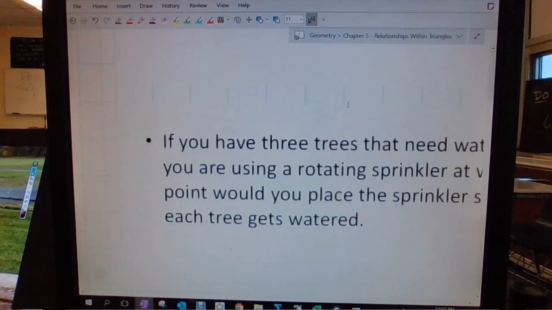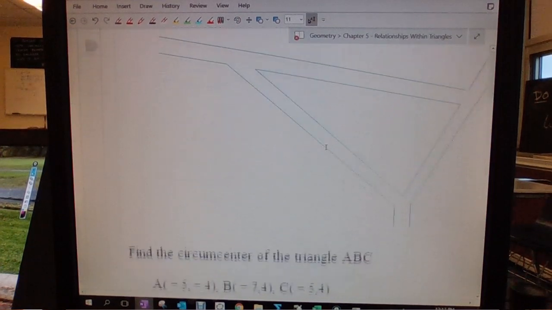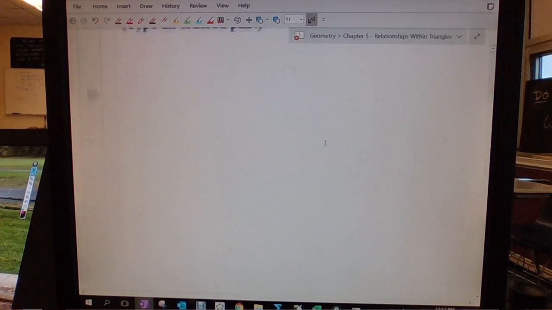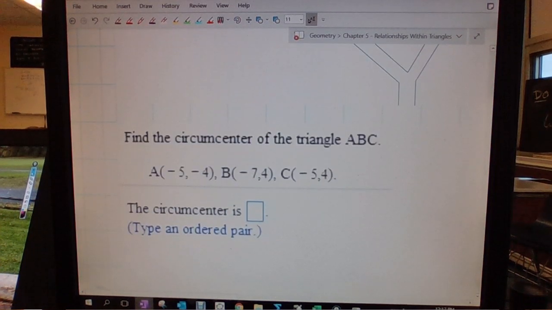Let's see here. I don't know if I've got any. This example here, I always like to talk about this one. So let's find the circumcenter. So this is what we're doing on Friday. Of those 3 points. Okay.